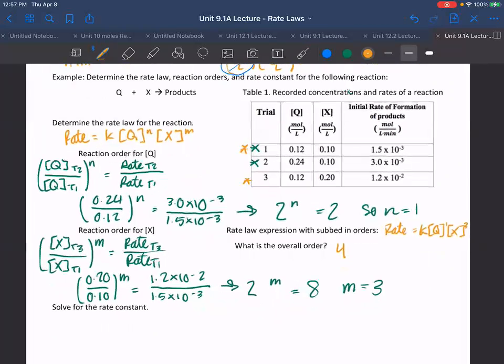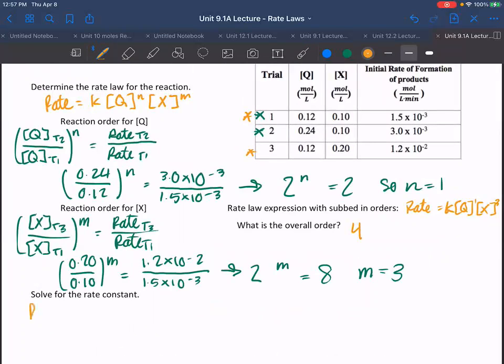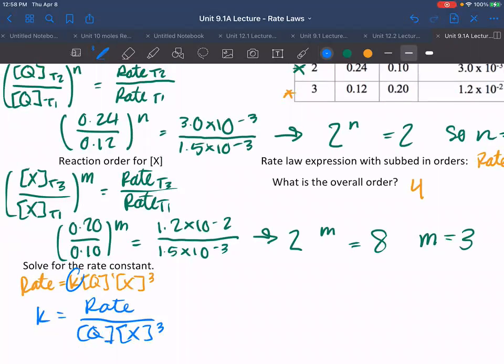Now the next step here, we are going to solve for our rate constant. So this is again where we take our rate is equal to k times Q times X to the third. Solving for k, we get that k is equal to rate over Q times X to the third. I'm not going to be super picky if you do or don't write the first power once it's subbed in like this. If I'm asking you if it's first order, please write it in, but for solving for k, that's fine.